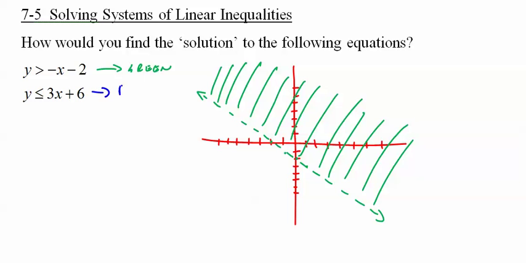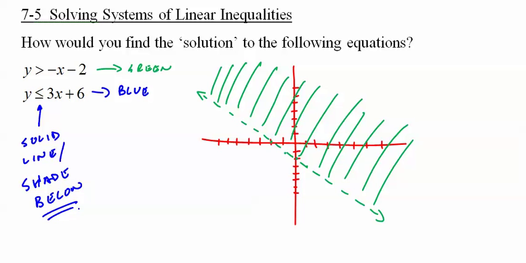Do this one in blue. It's less than or equal, so solid line. And it's less than, so I'll shade below. Y is less than or equal to 3x plus 6. 1, 2, 3, 4, 5, 6. Can't really go up, so I'll go down, down. Got my intercepts, solid line.